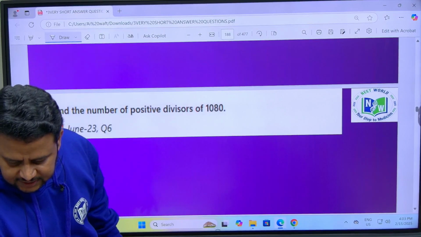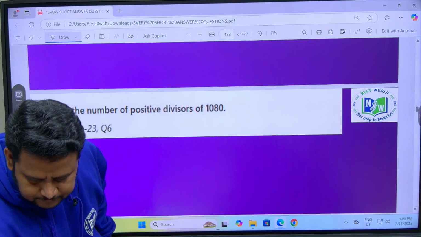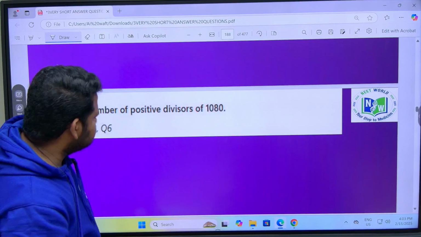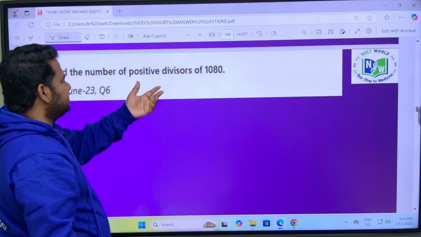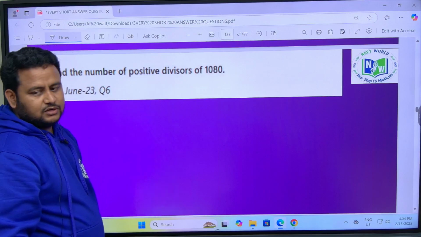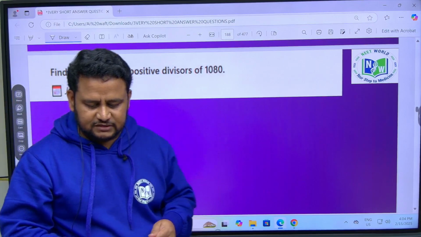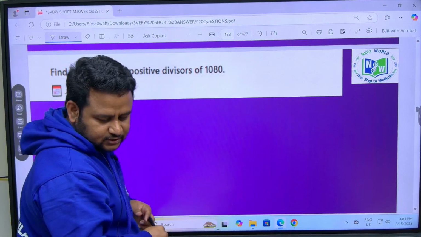What is the next question? Find the number of positive divisors of 1080.